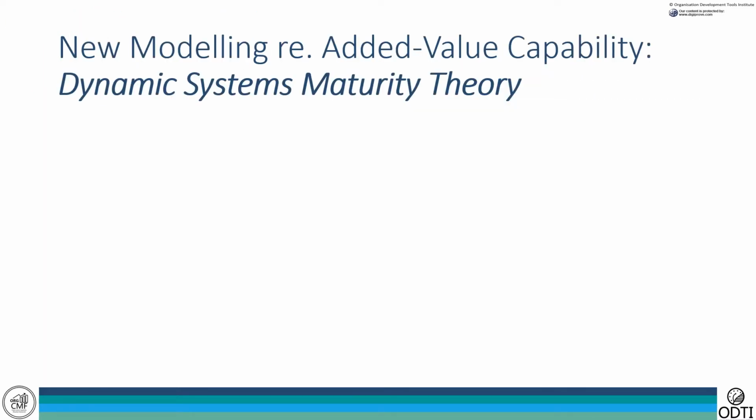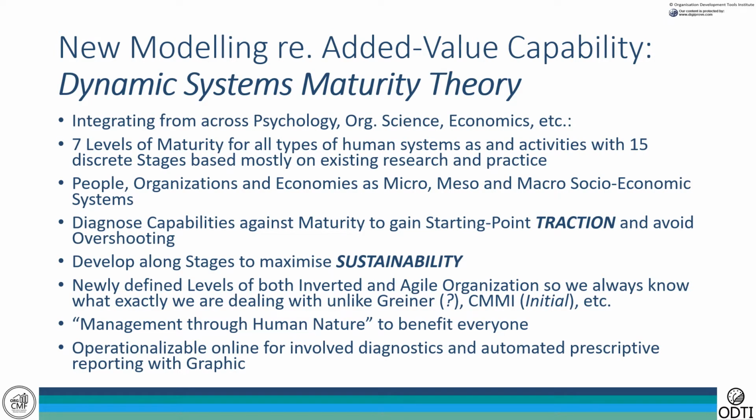Dynamic systems maturity theory is the organization science that underpins the new way of modeling and managing organization transformation and change. The 7 levels of maturity apply to all types of human systems, as do the underlying 15 discrete stages for maturity improvement. By using the model to diagnose existing capabilities, initial change actions can be calibrated to gain starting point traction, while developing capabilities through the stages will assure both sustainability and movement towards leadership, agility, innovation and collaboration best practice.